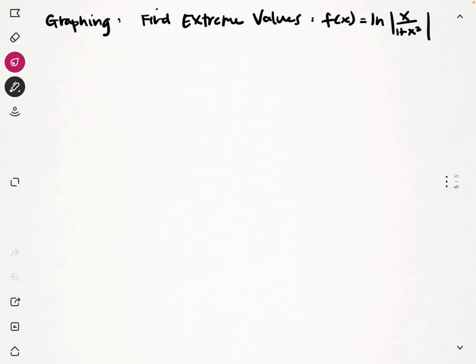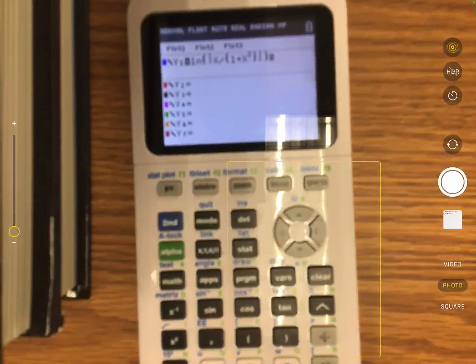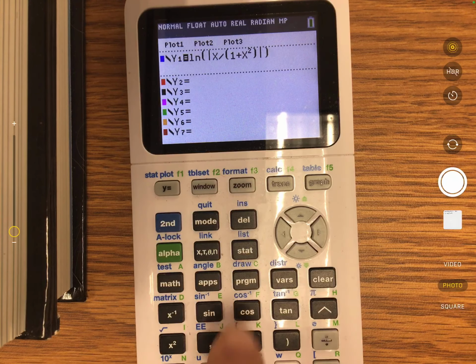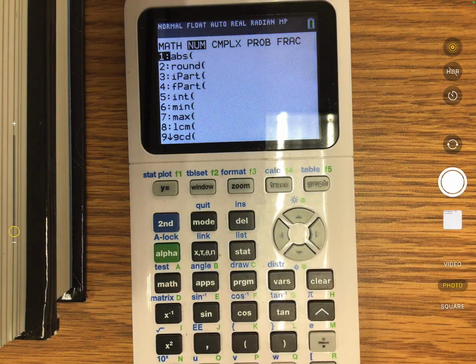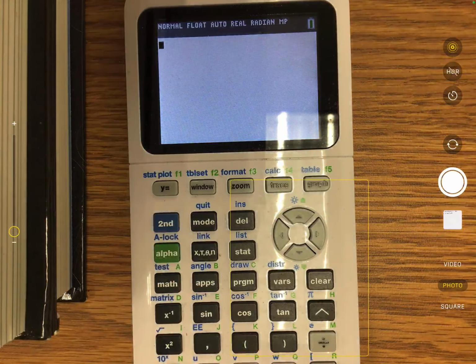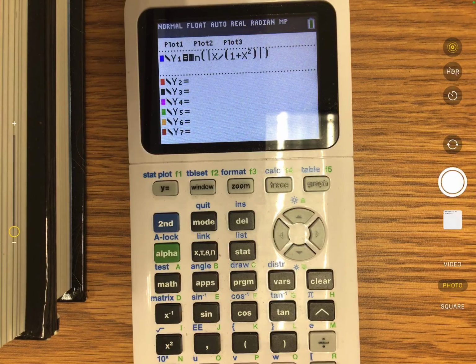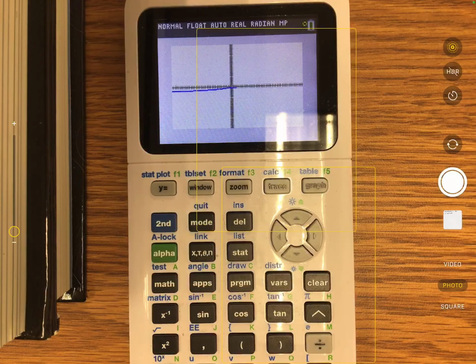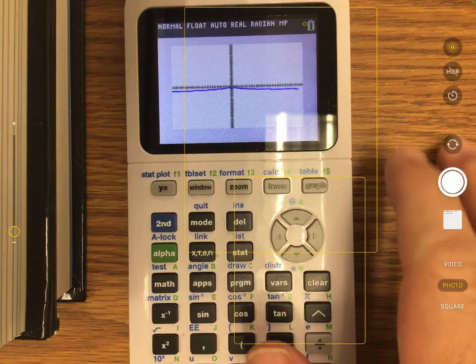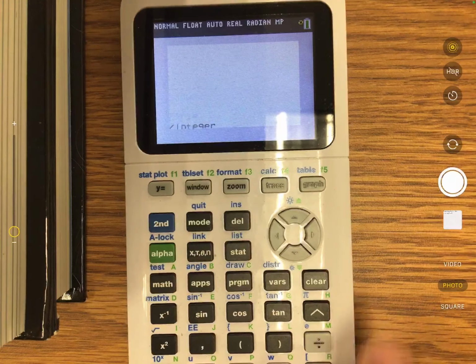Okay, so let's switch to camera here. So I inputted it, so your ln parentheses, you're going to hit the math and then shift over to number to get to your absolute value. And just make sure that your denominator is in parentheses. So what we're going to do is we're going to graph it. My window's zoomed out, so I'm probably going to want to zoom in. So I'm going to zoom 6, which is standard.